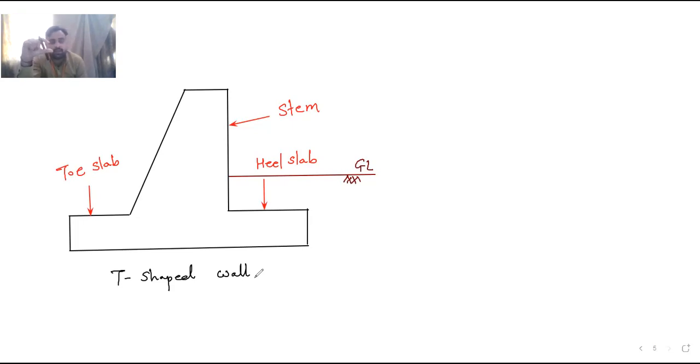This is the T-shaped retaining wall. Okay, so here you can see this portion is called as stem. This is called as the thickness of stem at top. This portion is the thickness of stem at bottom. This is called as the toe slab, and this length is called as the toe projection. This is the heel slab, and this is called as length of heel slab. And this bottom rectangle, whatever you are seeing, this is called as the base slab. Okay, and this is the thickness of base slab. So this is nothing but your T-shaped retaining wall.